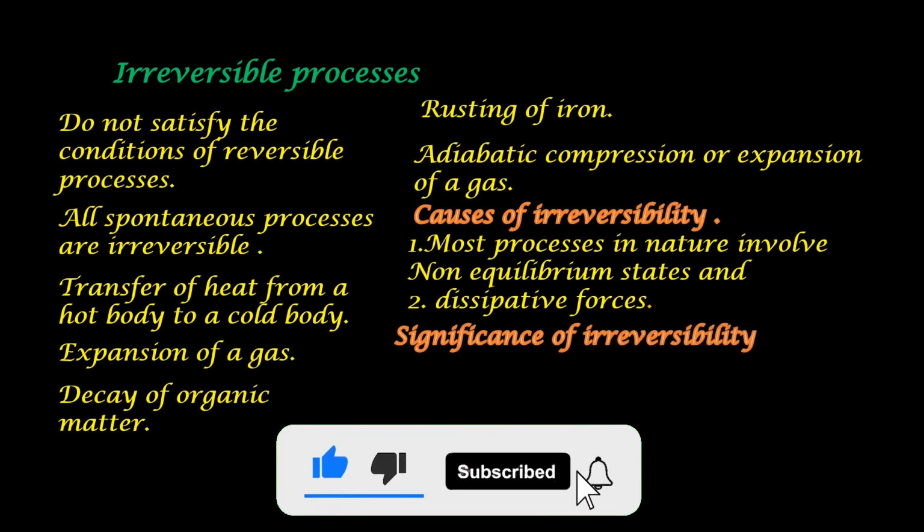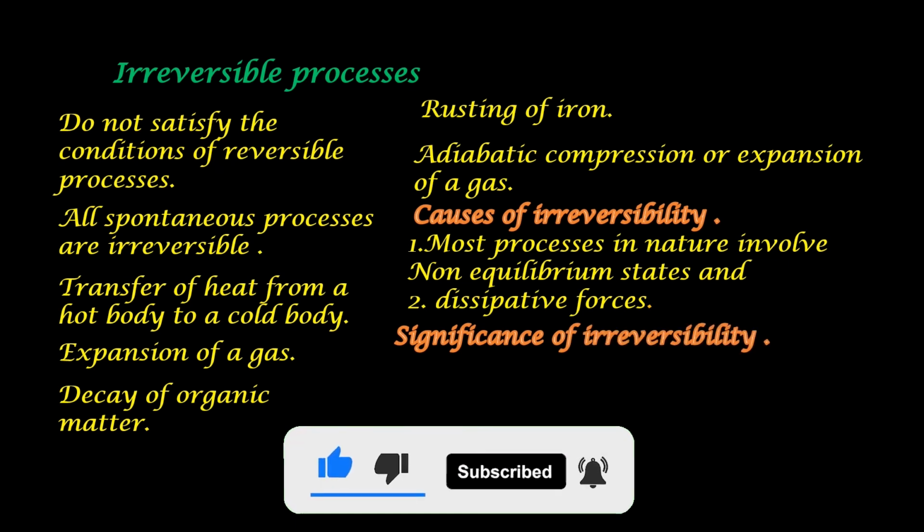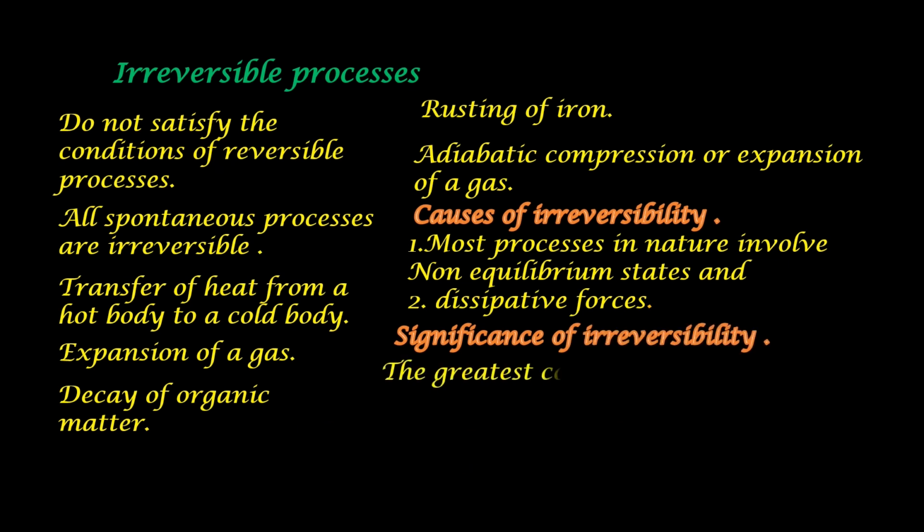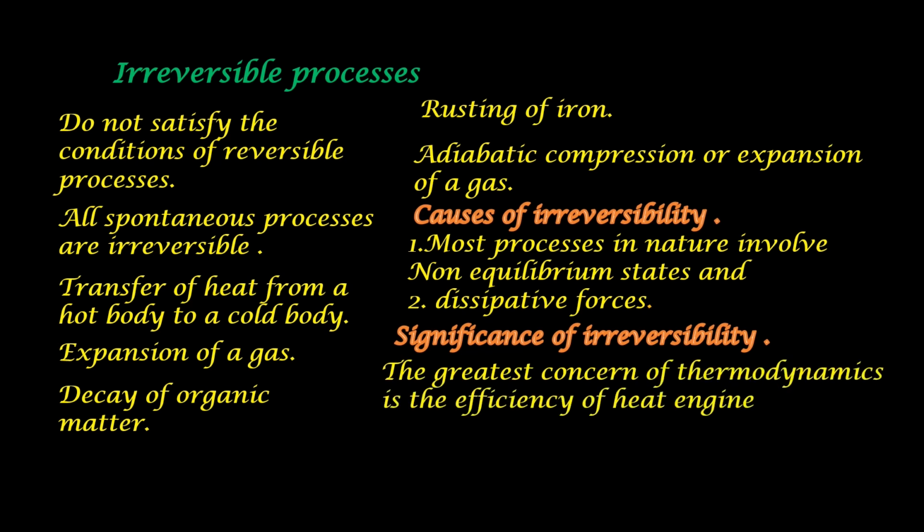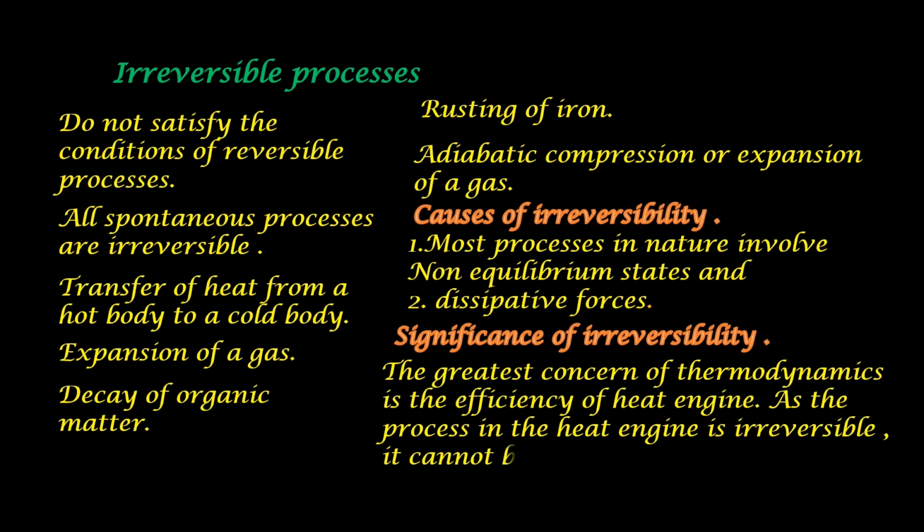Before we wind up the video, let us see the significance of irreversibility. The greatest concern in thermodynamics is the limitation in the efficiency of the heat engine. The second law of thermodynamics rules out 100% efficiency of a heat engine. The reason for this is that the process taking place inside the heat engine is irreversible. If it were reversible, then the efficiency would have been 100%. But such a thing is not possible.